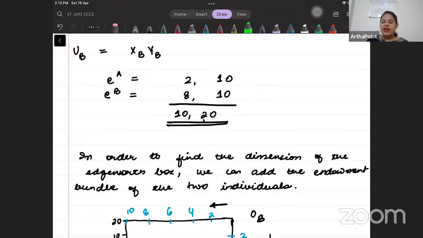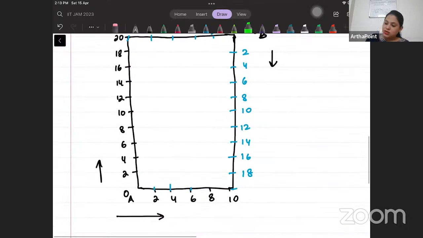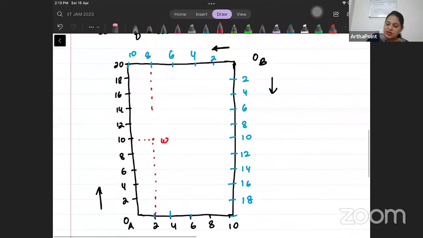So I need to go ahead and mark the endowment bundle of individual A, which is 2, 10. So 2 units here and 10 units here, which means this is my endowment bundle, omega. If I see here, this automatically means that 8 units is consumed by individual B and the remaining 10 units are consumed by individual B.